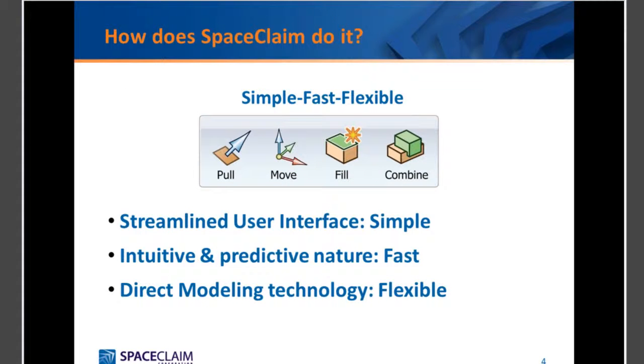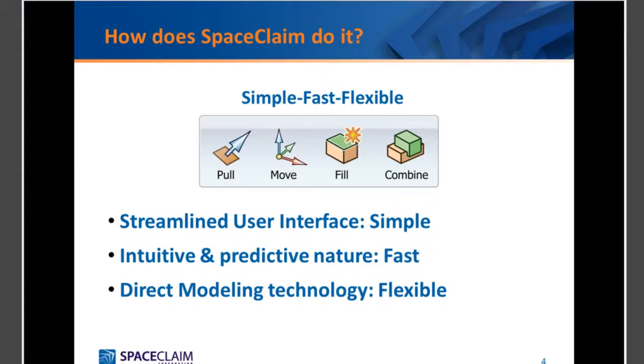And so how do we do it? How do we make a tool that's simple, fast, and flexible? Well, the most important thing that we've done is really streamline the user interface. And you'll see over the course of the demonstration how I can use 4 tools, pull, move, fill, and combine, to make all of my edits to the model. And you'll be amazed at how easily it predicts what I'm going to do, guesses what I want to do next, and gives me a lot of feedback as I work with and change the model.